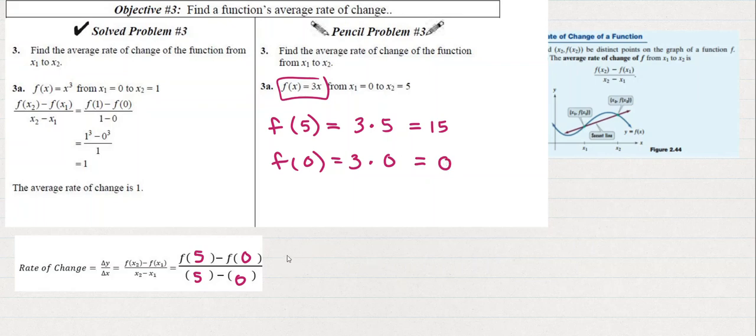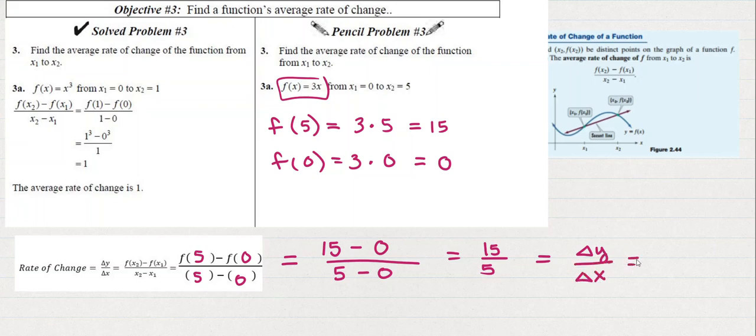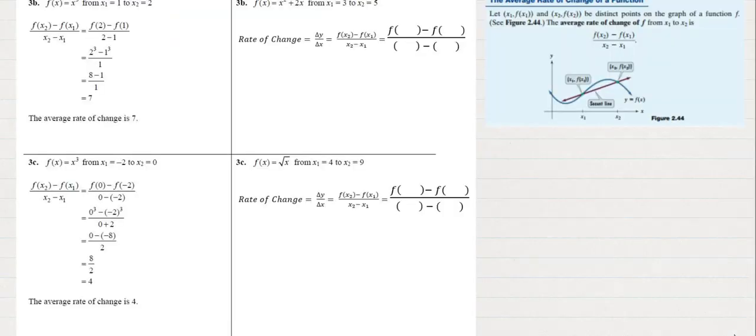So what we have here is f of 5 is 15. F of 0 is 0. So 15 minus 0 over 5 minus 0. 15 over 5, which is 3. So the average rate of change, y divided by the change of x, is going to be 3. Let's try another example. And did you catch that the first step really was to evaluate what the value of the function is at each of those places?